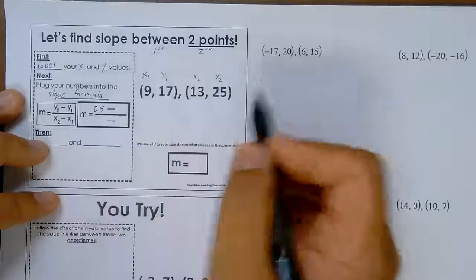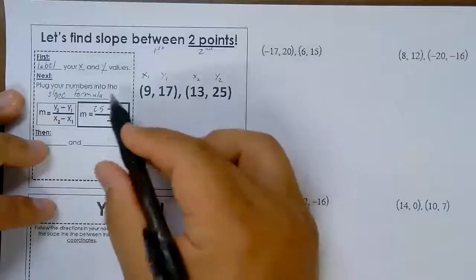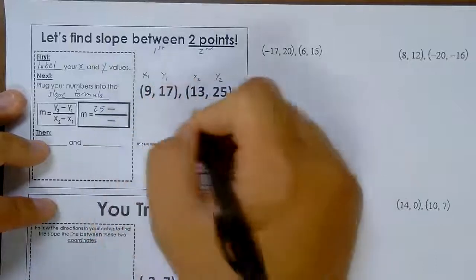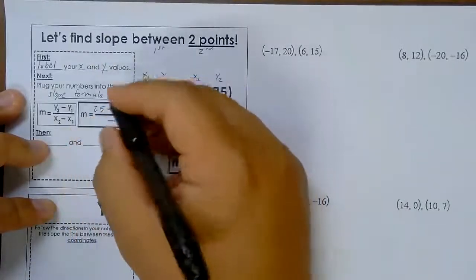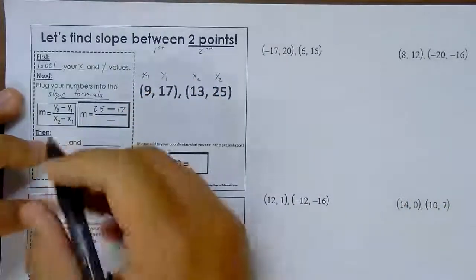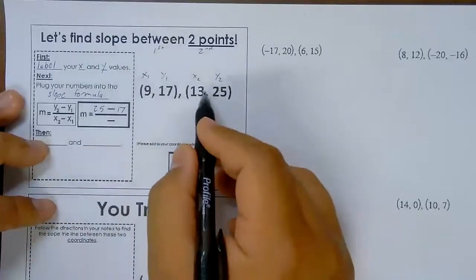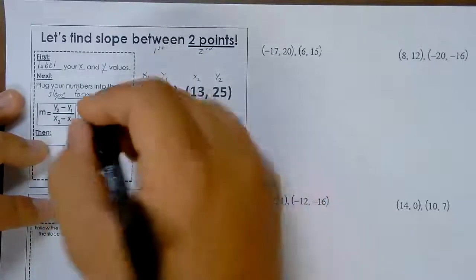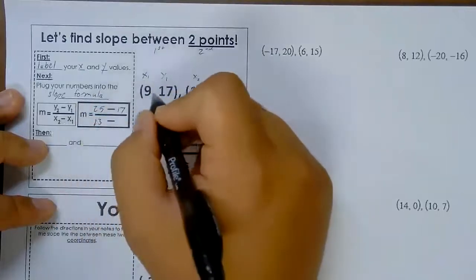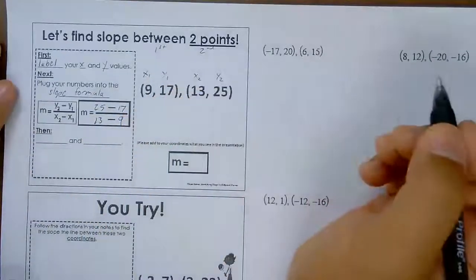So y2 minus y1. We match up the y values on top. It's really important that we always put our y values on top. Y goes on top. Okay? 25 minus, in this case, y1, that is 17. On the bottom, x2. So that's the x value from our second point. That's 13. That's 13 minus x1, the x value from our first point. 9. Okay, 13 minus 9.